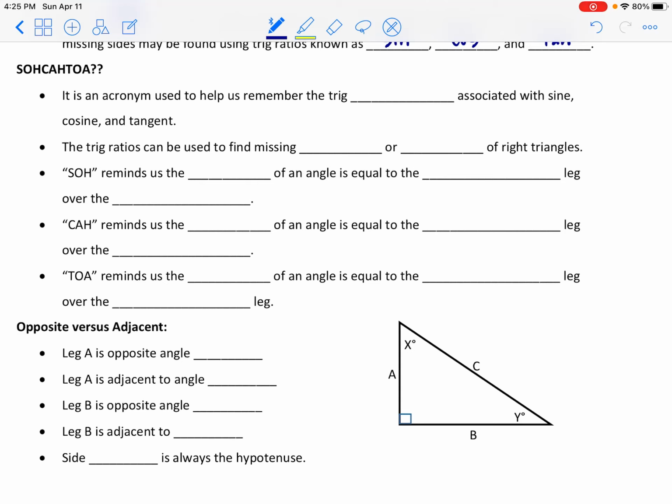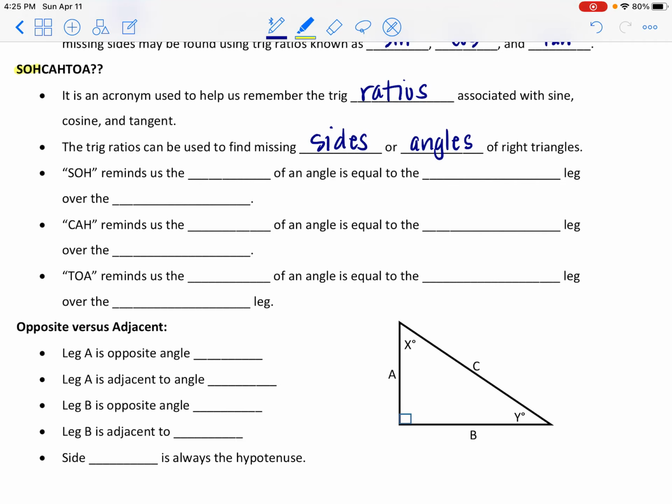So trig ratios can be used to find missing sides. They can also be used to find missing angles. And to help us try to remember the ratios, and ratio is a fancy word for fraction, okay? There's an acronym that's been created to help us remember which ratios go with which one of these trig functions. So if you've never heard of it before, SOHCAHTOA is designed to help us remember the trig ratios that are associated with sine, cosine, and tangent.